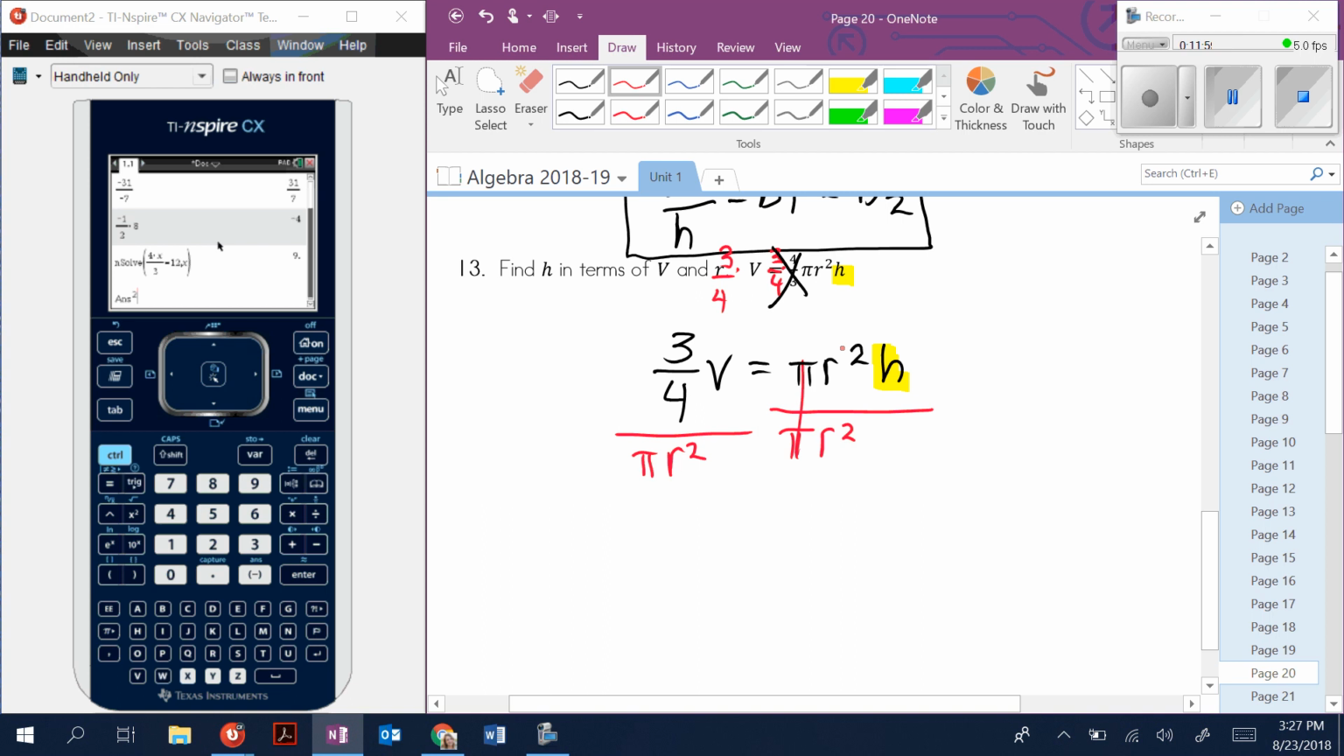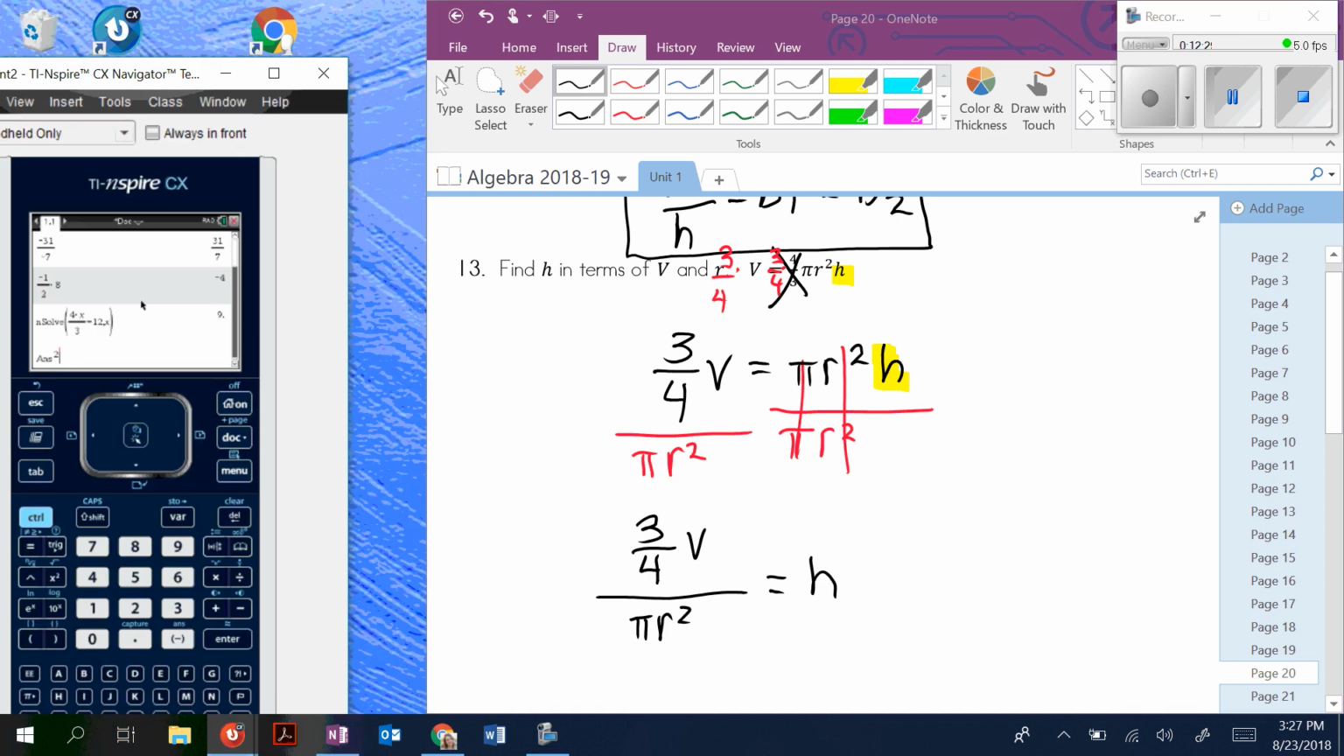The reason I say I don't like this one is because I have fractions and fractions, which is typically not the route we want to go. This is probably not a great example, and you will probably not ever see this on a test, but let's just go with it for now. 3/4 v divided by pi r squared. I also don't like 3/4 and pi in there, but what are you going to do? That will equal h.